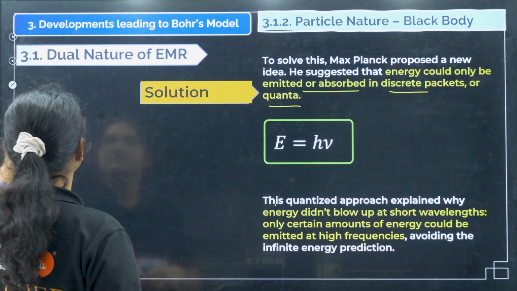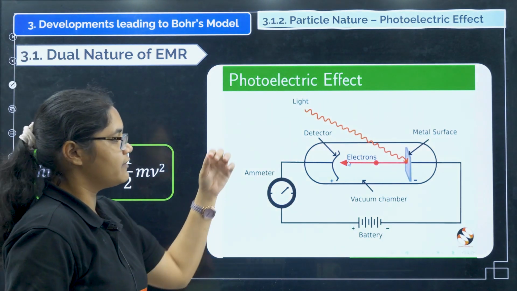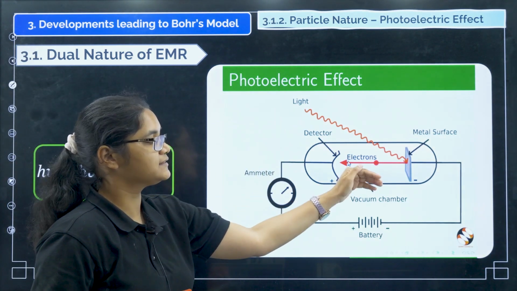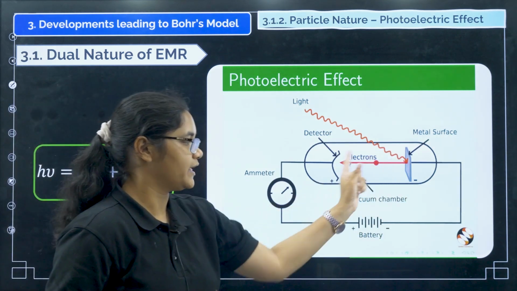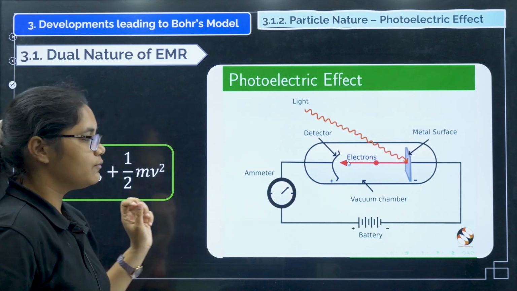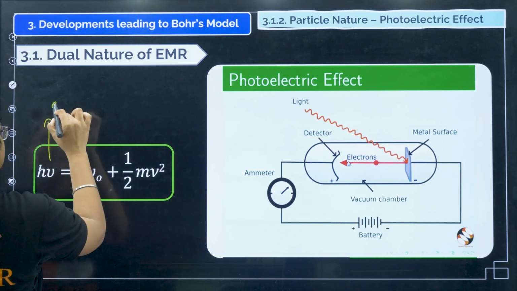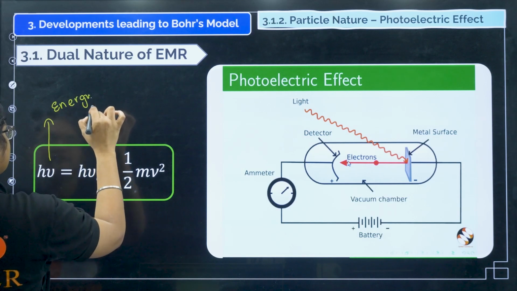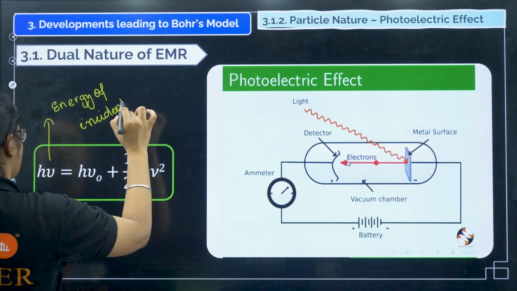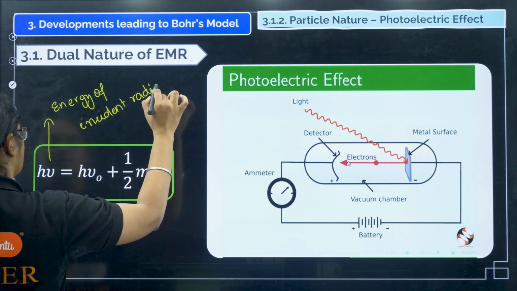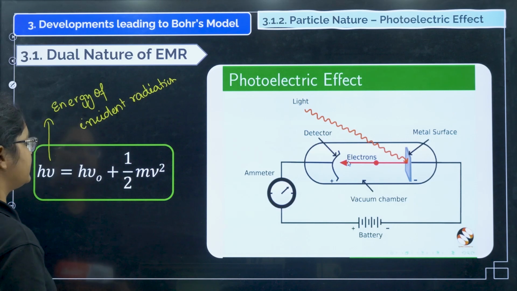Next we have the photoelectric effect. The photoelectric effect is when light falls on a plate and electrons are ejected from it. That is your photoelectric effect. What's the formula for this? h nu is the energy of the incident radiation. This energy which falls on the plate is your incident radiation.